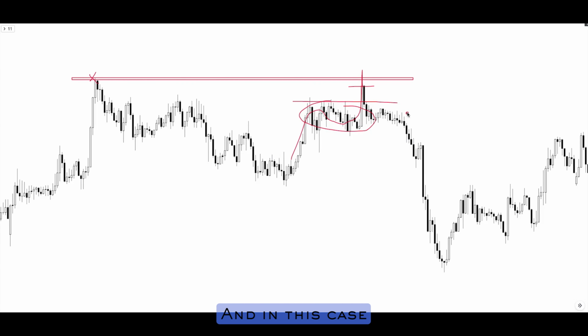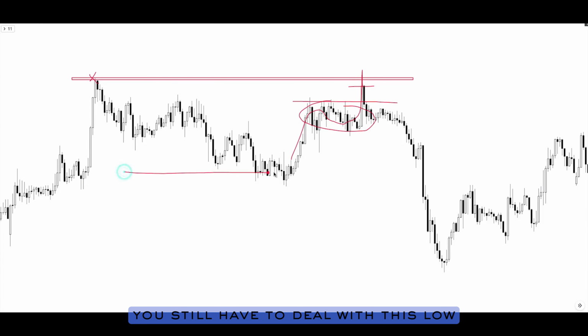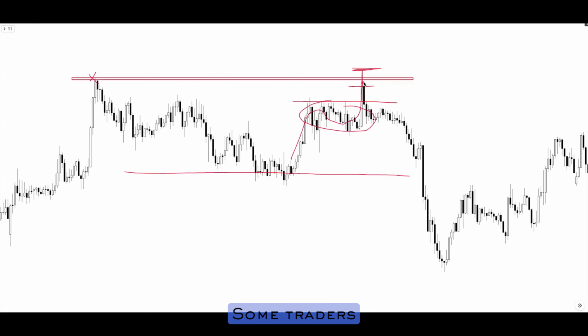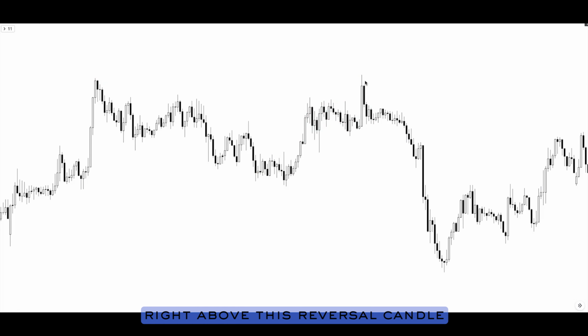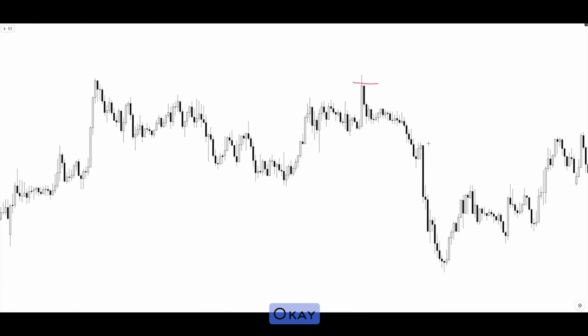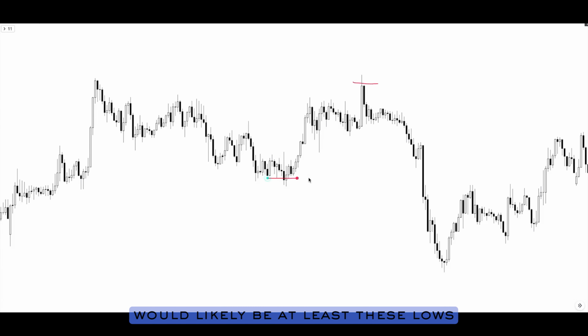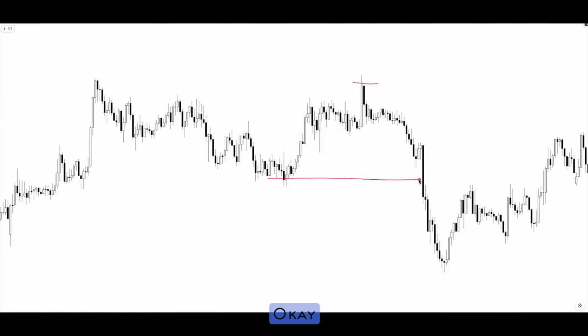In this case, you still have to deal with this low right here, so it's not like you could assume that this is going to immediately reverse, but at least you have a stop that is clearly placed above this high. Some traders might place it right above this reversal candle, and your target would likely be at least these lows. So that is USD/JPY, and I don't have a delta chart for that on hand.